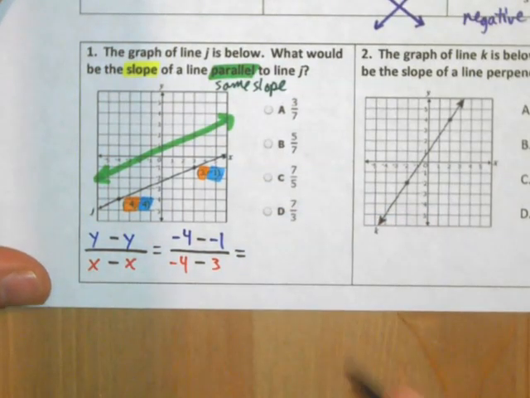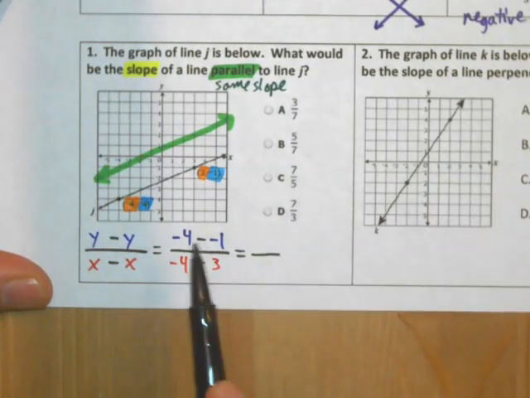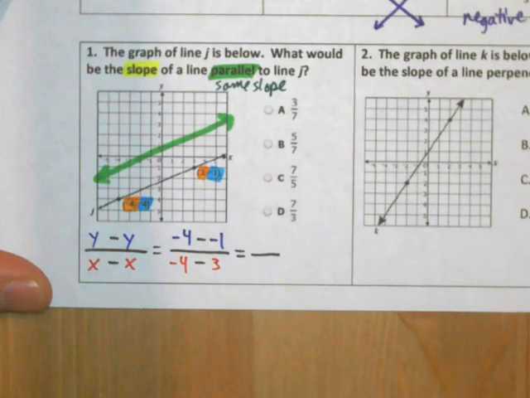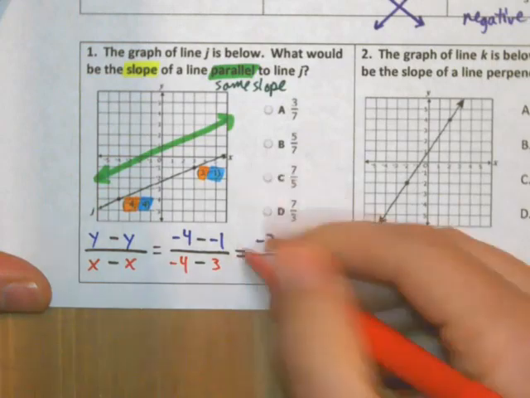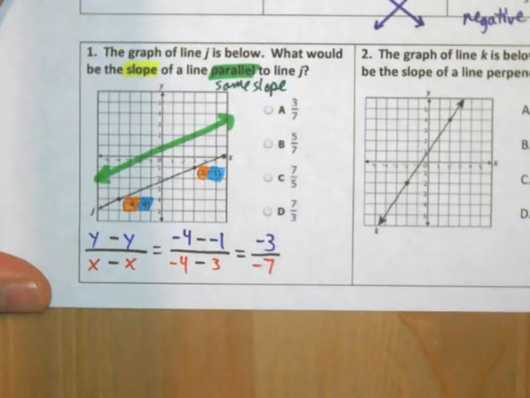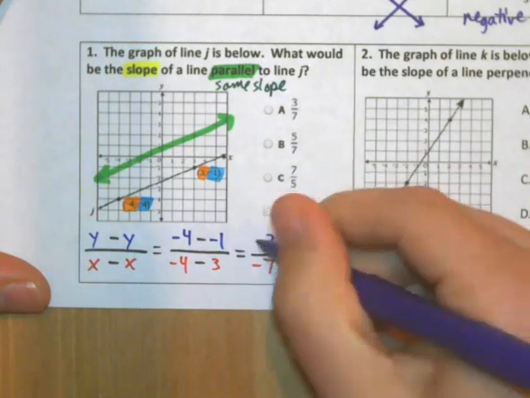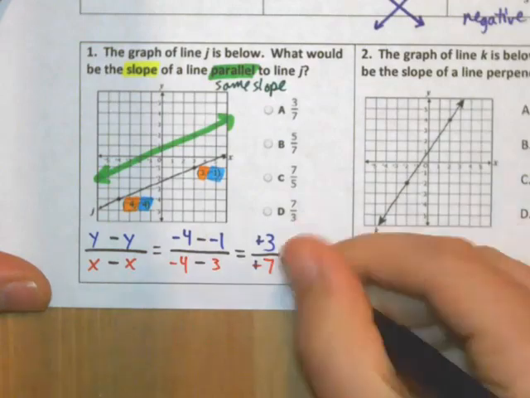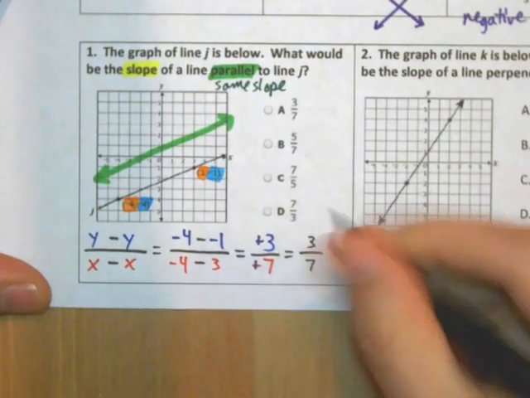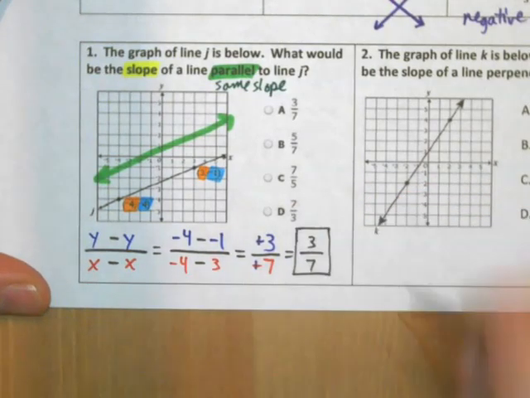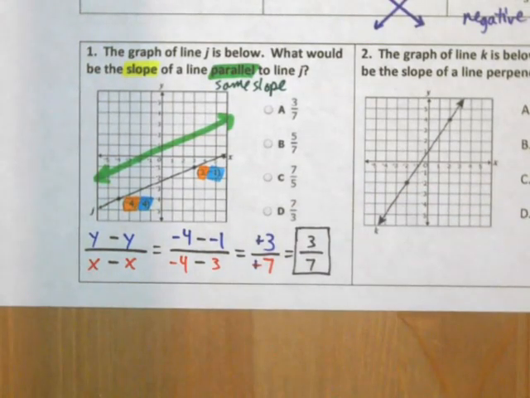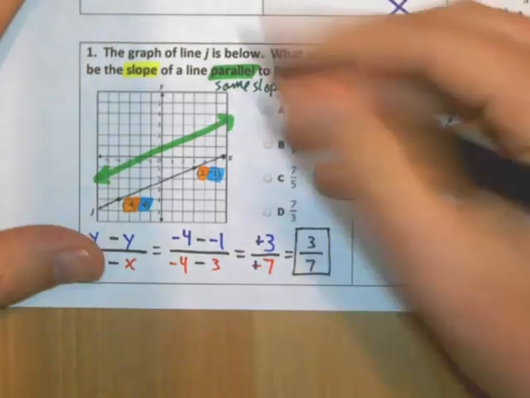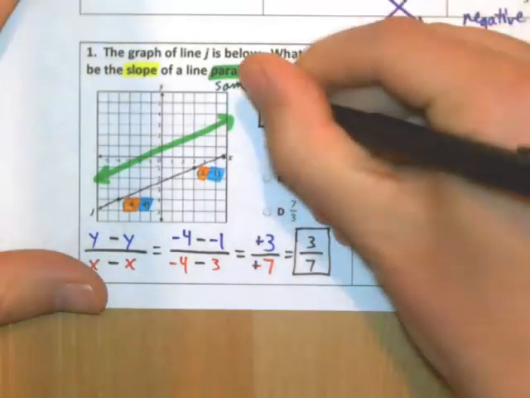Now we're going to simplify. -4 minus -1 makes -3. -4 minus 3 makes -7. I'm going to continue simplifying by turning both of these negatives positive, because two negatives make a positive. And that means 3/7 is the slope of j. And that would actually be the same slope of our green line. So I'm going to go up to answer choice A and box that in.